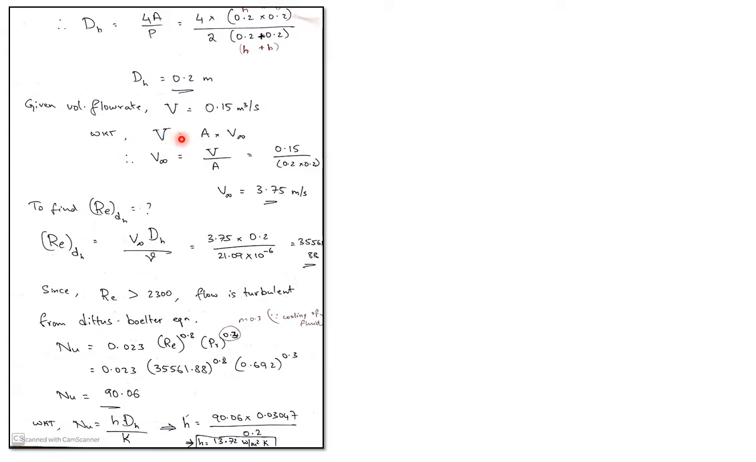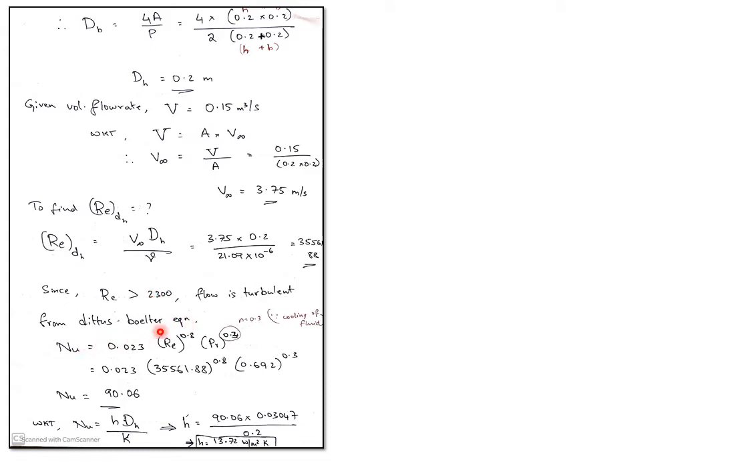Flow rate is nothing but area into velocity. From here we get V infinity, the velocity of the fluid, 3.75 meters per second. Then we find the Reynolds number with respect to DH, that is V infinity into DH by nu. This Reynolds number is greater than 2300, so you can decide the flow is turbulent.